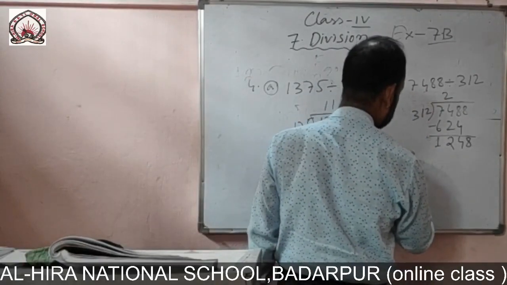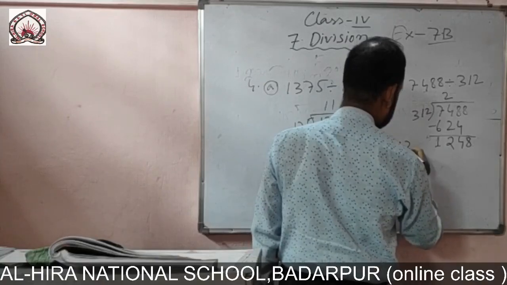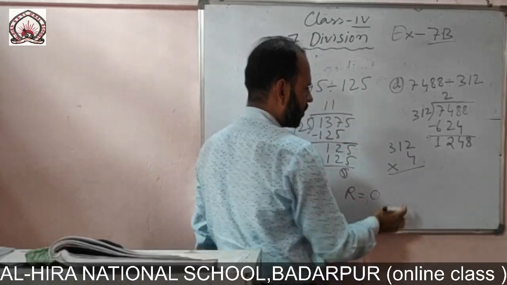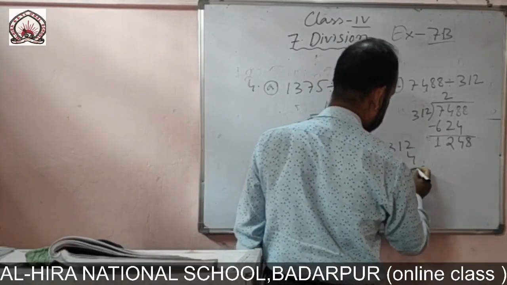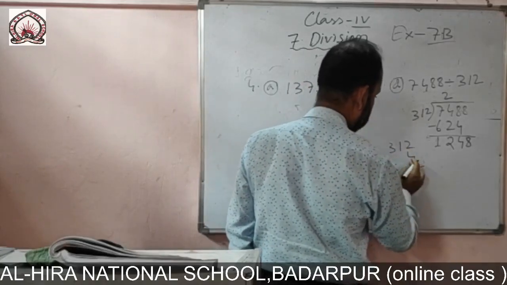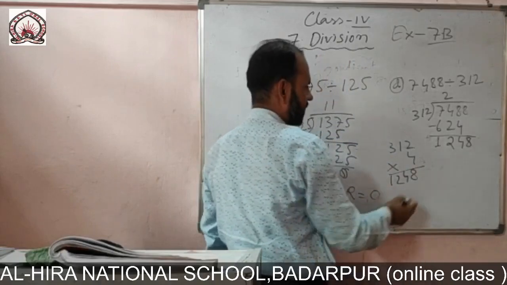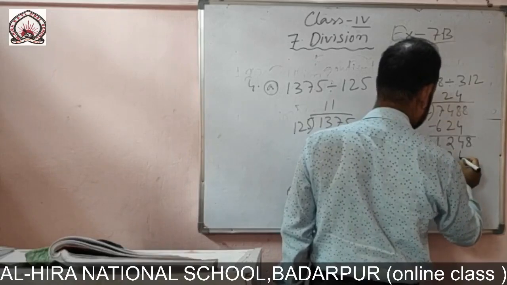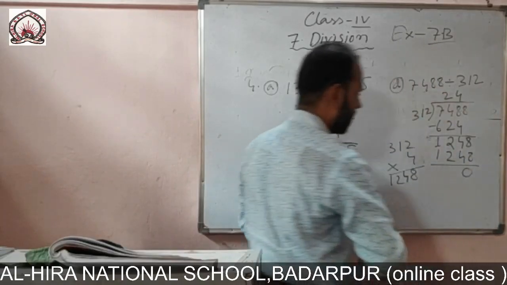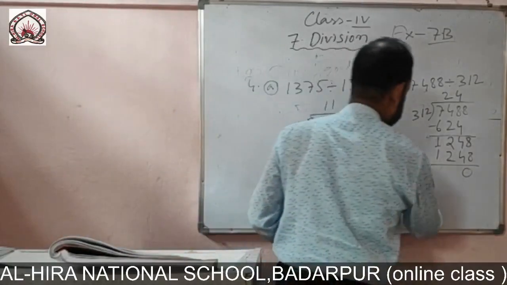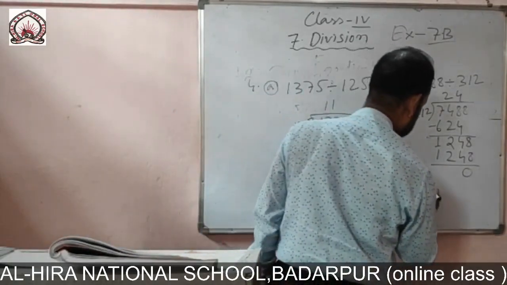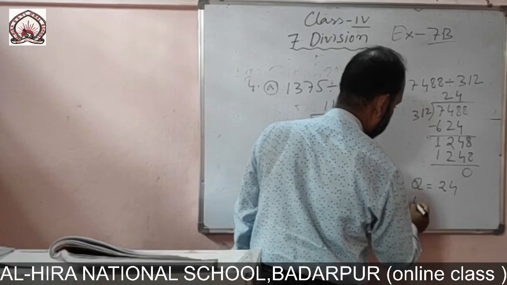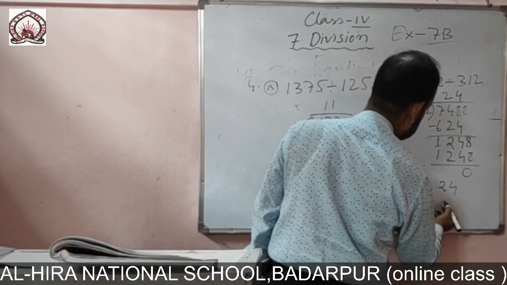Now we try 3 times or 4 times 312. 4 times 2 is 8, 4 times 1 is 4, and 4 times 3 is 12. Yes, it is exactly this one. Then it is 4 times. So 1 2 4 8. No remainder. Remainder is 0. Here Q equal to 24, remainder R equal to 0.